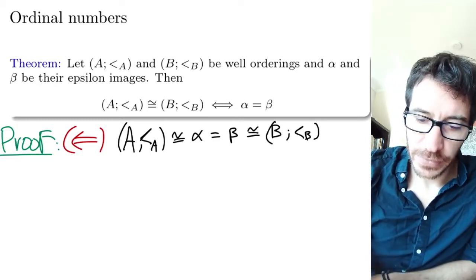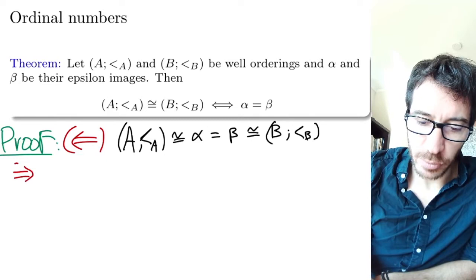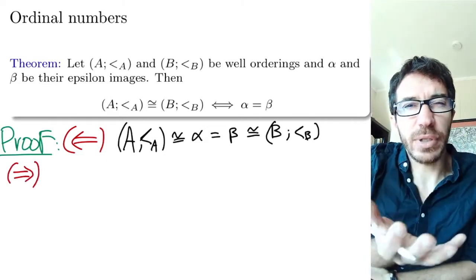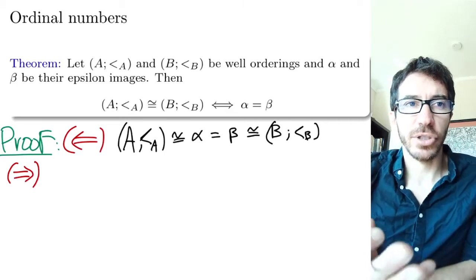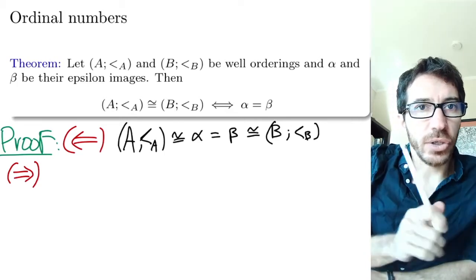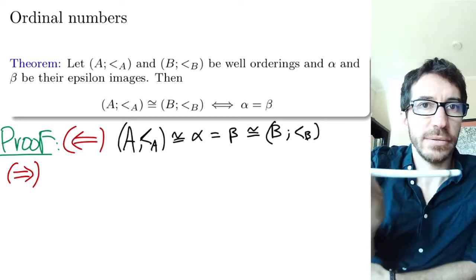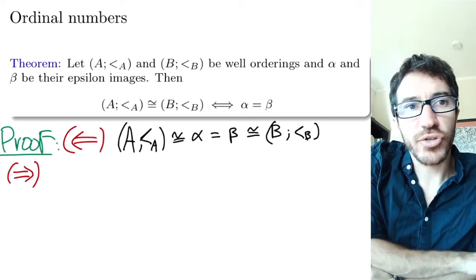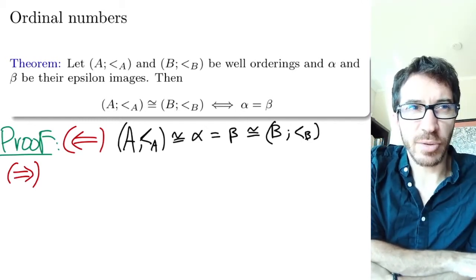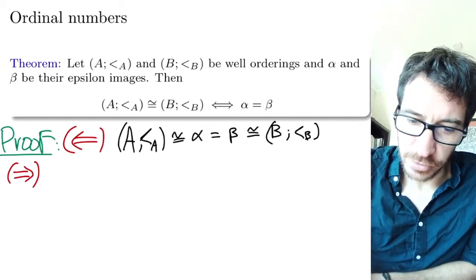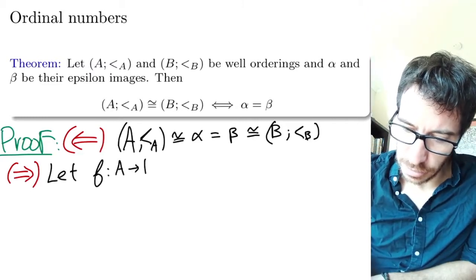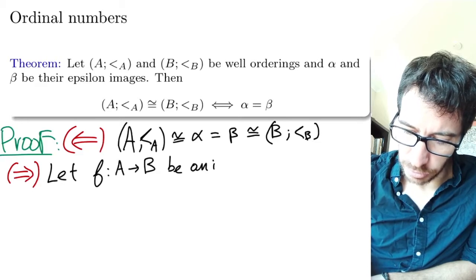So that's very easy. The other one is the direction that is a bit more interesting, and it's also not hard, but it's a good application of transfinite induction. So let's go through it. Okay, so we are going this direction. We assume that these two are isomorphic, so we consider an isomorphism. Let F from A to B be an isomorphism.